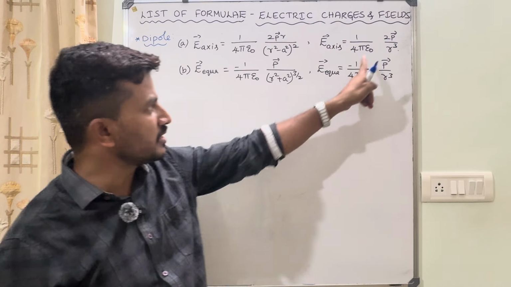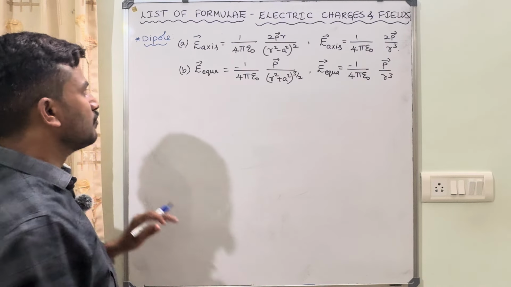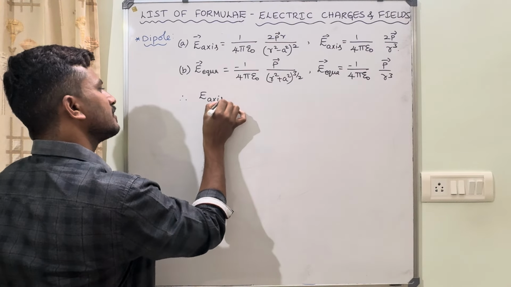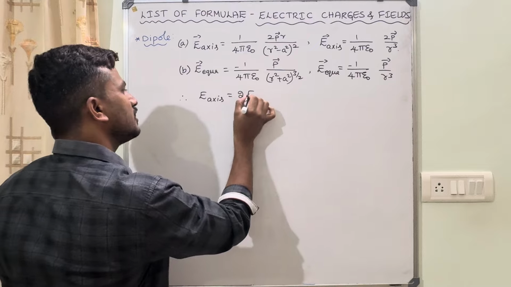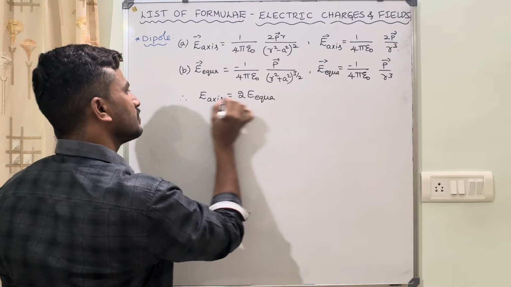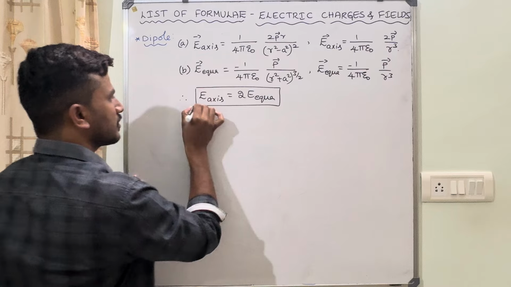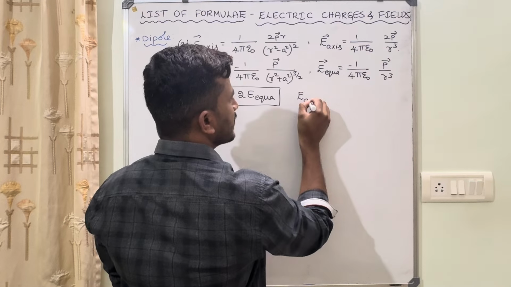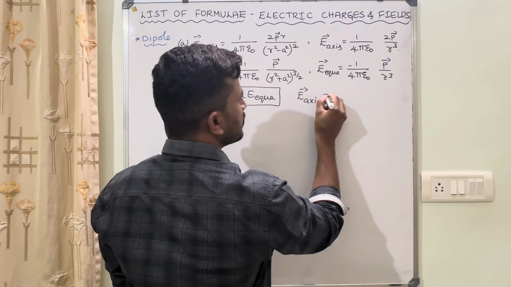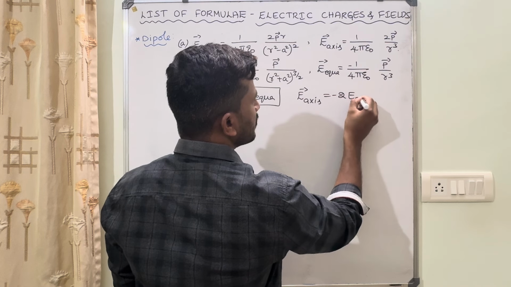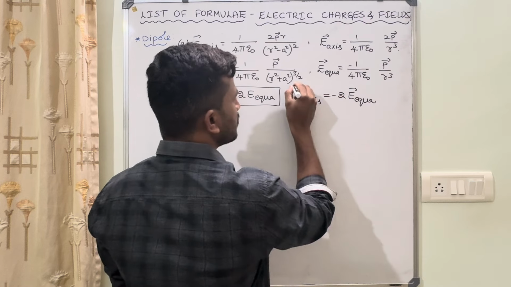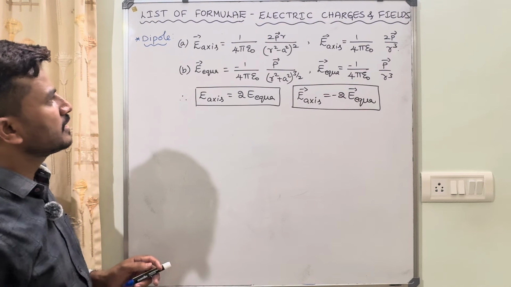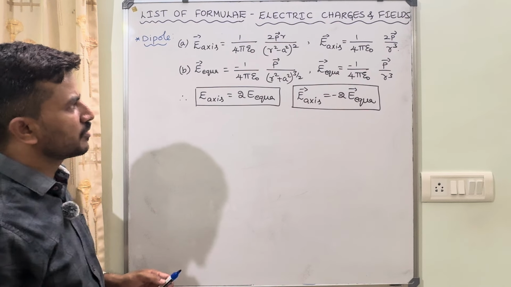What is the difference here? 2 is there, here minus is there. Therefore, E axis can be written as 2 times E equatorial. This is very, very important for 1 mark. Sir, in a vector form we have minus sign. Yes, E axis is minus 2 times E equatorial. This is electric field along the axis and equatorial.